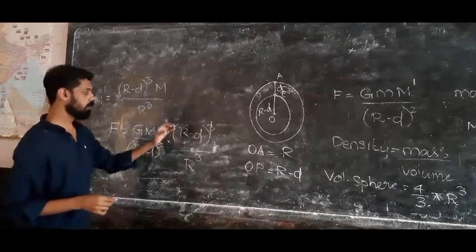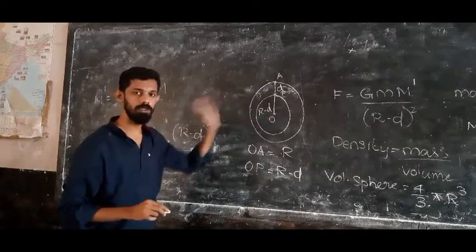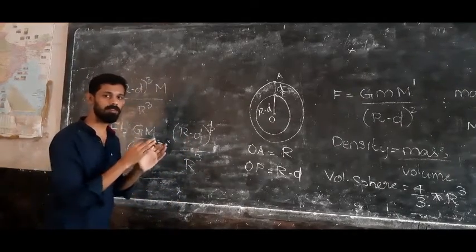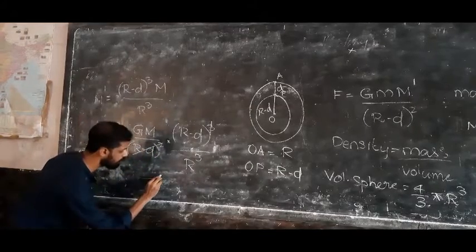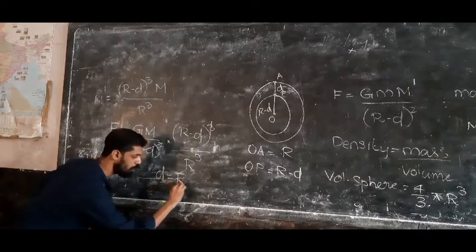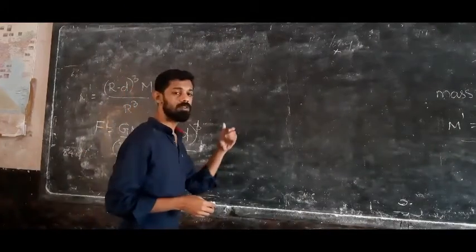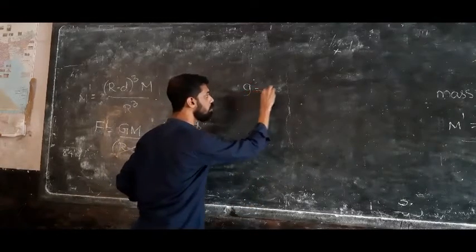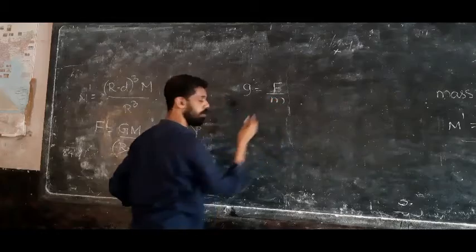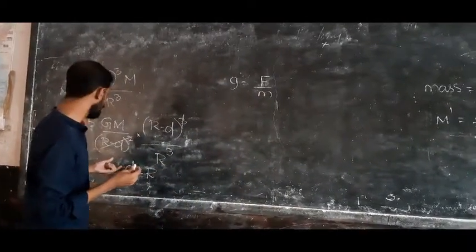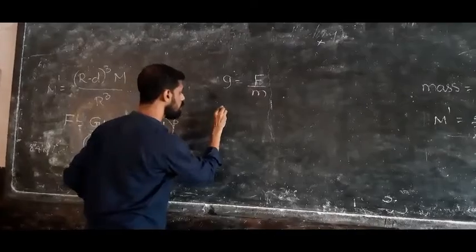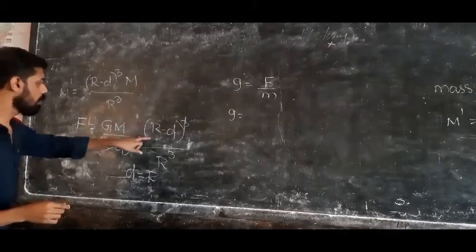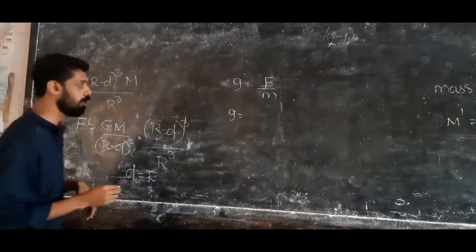Now consider the body reached the center of Earth. Then what is the distance traveled by the object? It is equal to the radius of Earth. D will be equal to r. In acceleration due to gravity, we have the equation g equals F divided by m. We are going to substitute that equation here. So g equals, what is the value of F now? It is G M (r minus d) divided by r cube.